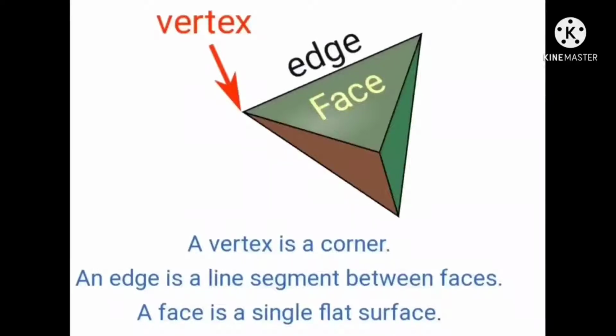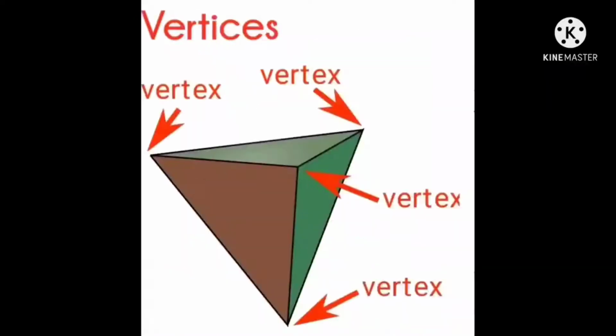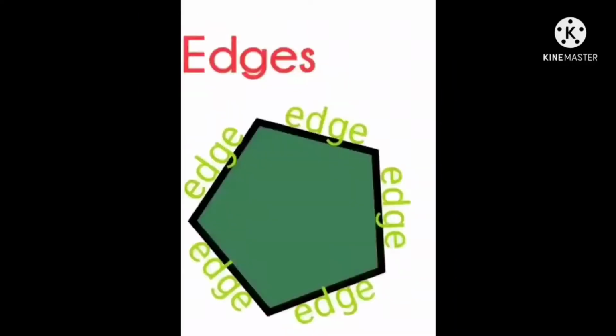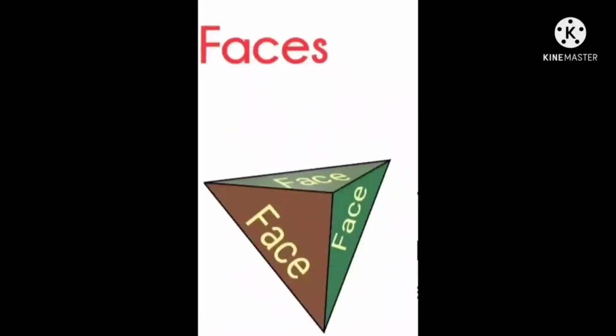See here, a vertex is a corner. We know very well, corner. The other name is vertex. Edges means nothing but sides. Faces: see the picture, how many triangles are there on the shape? Yes, 1, 2, 3 and 4. So we have to count the plane surfaces of the figure. That is, we have faces.